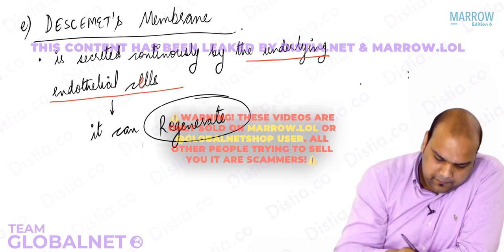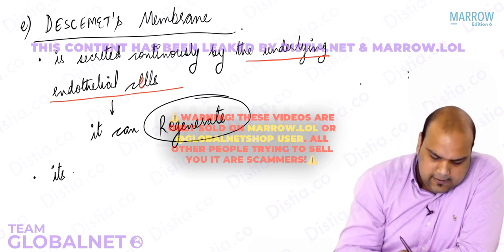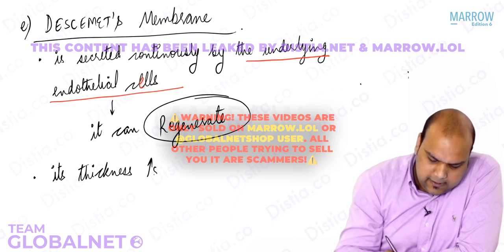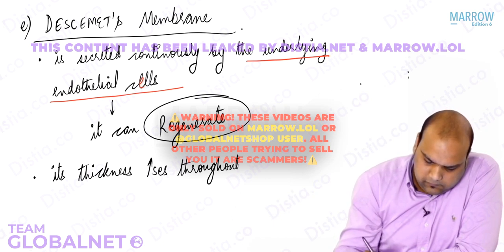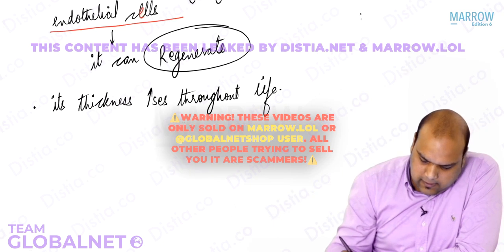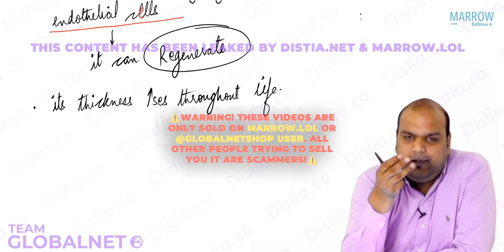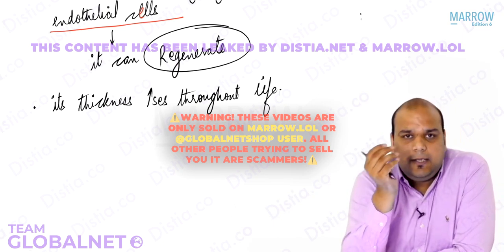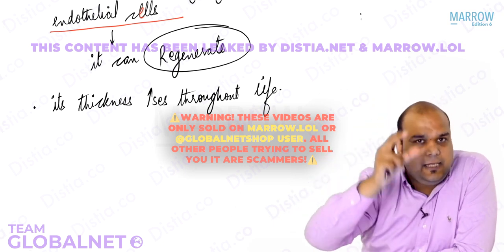Okay, guys? Now, second important point about Descemet's membrane is its thickness increases throughout life. So when you're a child, your Descemet's membrane is usually around 3 microns, but when you're an adult, it is around 10 to 12 microns. So it is variable, and with age, the thickness of the Descemet's membrane will actually increase.